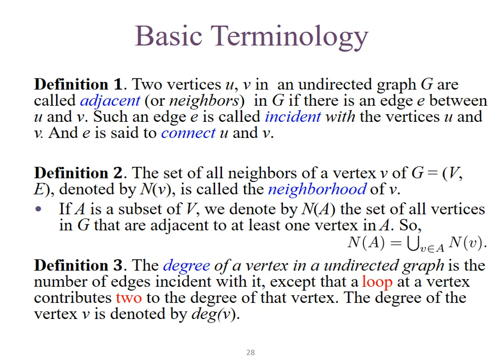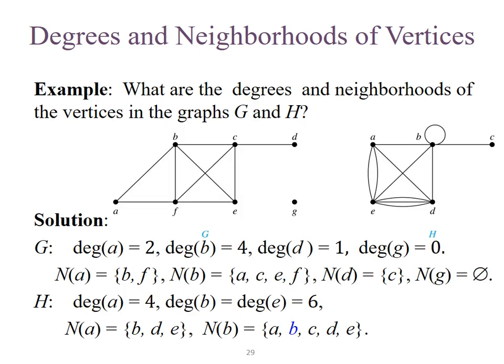Okay, the third definition is degree. The degree of a vertex is how many edges are incident with that vertex. We call that the degree of that vertex. So maybe we can see the example here. Here we have two graphs, a simple graph and a multigraph. The degree is the number of edges incident with that vertex. So if we consider the degree of vertex A, here we have two edges incident with the vertex A. Okay, so the degree of A is 2.